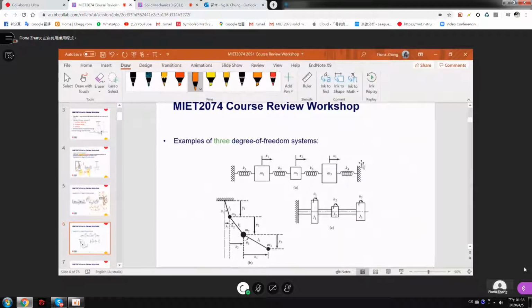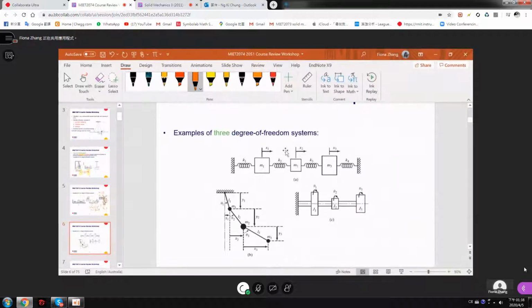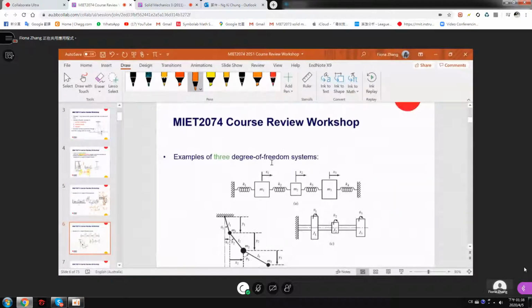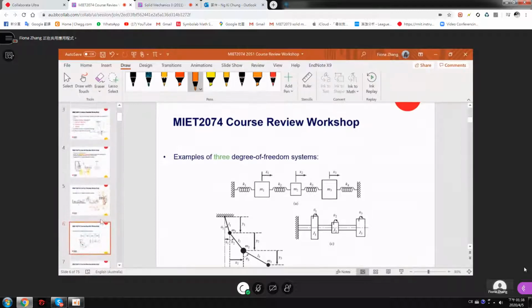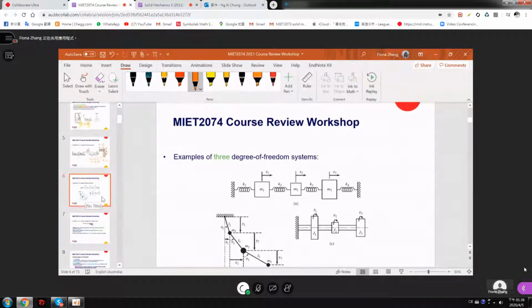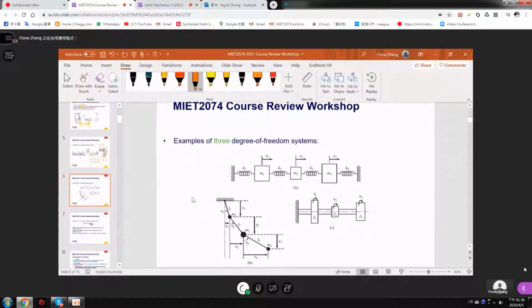Okay. So here is an example of 3 degrees of freedom. For our calculations, we may just stop at 2 degrees of freedom. Some examples have 3 degrees of freedom, but very few, I guess. Most calculations may stop at 2 degrees of freedom. Okay. Right, so here's 3 degrees of freedom.